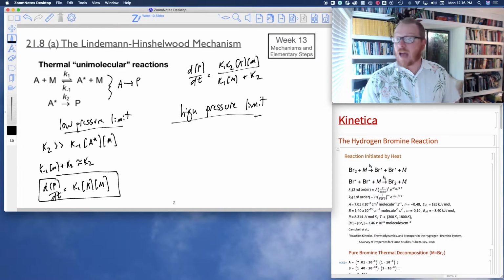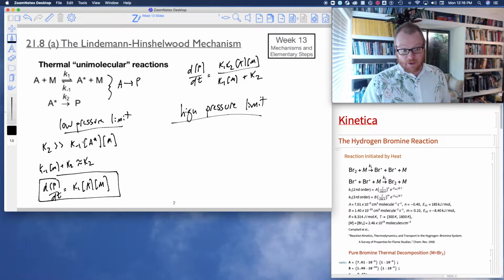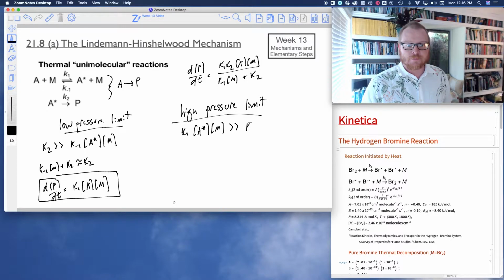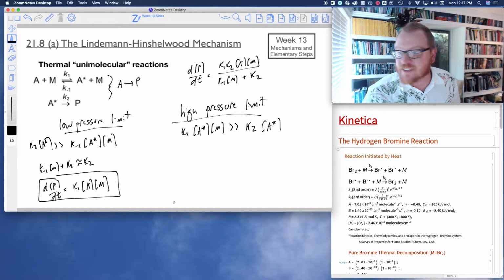All right, let's talk about the high pressure limit. In the high pressure limit, it's going to be the opposite case, where now there's a sufficient amount of second body that the product K minus 1 times A star times M is much greater than K2 times A star. I think I forgot to write that over here. If we were actually comparing the proper rates, let's actually write that down: K2 times A star. We're just comparing the overall rates of the second step to the first step.